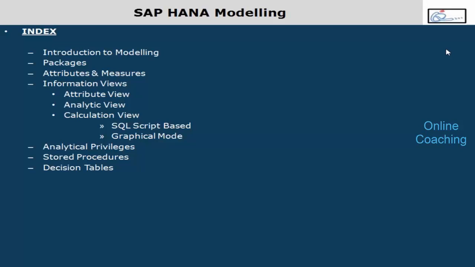Sorry, your voice is breaking. Yeah, good. So in this case, when you say we're dealing with the source tables directly, it means we are dealing with column store tables only. Only column store tables can be used in modeling. Row store tables cannot be used.